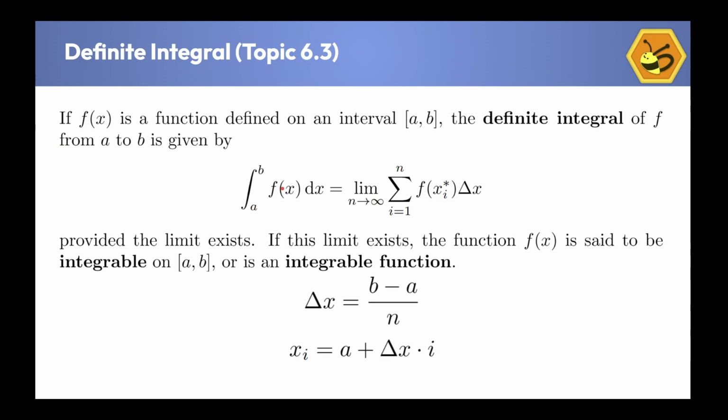But a definite integral is a net signed area. So if the function is above the x-axis, the area is going to be positive. If it's below, then we are going to have negative area. This is a property of definite integrals. So the definite integral is equal to the Riemann sum with an infinite number of subintervals, provided the limit exists. And if the limit exists, then the function is integrable on the interval [a, b].